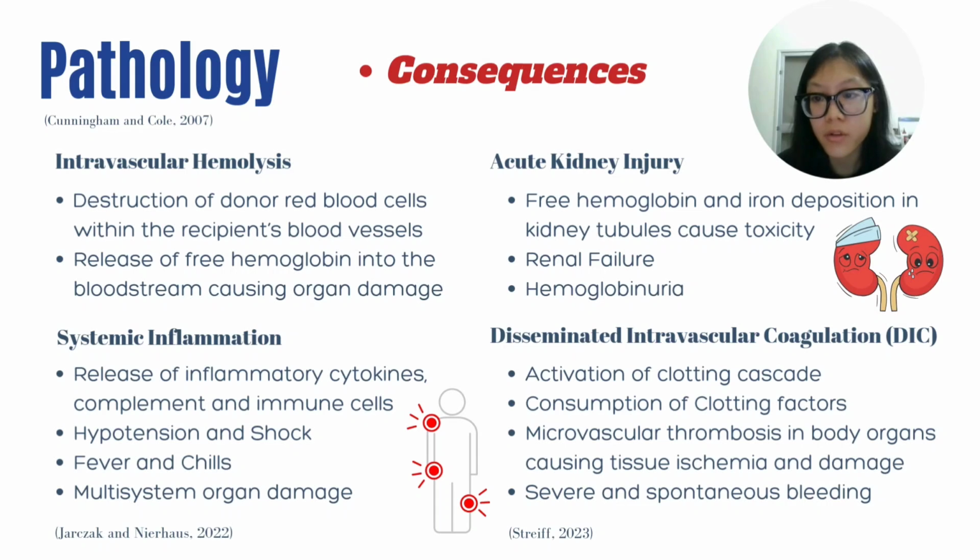Next, there will be systemic inflammation, such as complement activation, which releases inflammatory mediators, for example interleukins and also immune cells. It can lead to hypotension and also shock. Lastly, inflammatory mediators and endothelial damage activate the coagulation system, which leads to microvascular thrombosis in various organs. Overconsumption of clotting factors causes spontaneous bleeding. Besides, thrombosis also causes tissue ischemia.